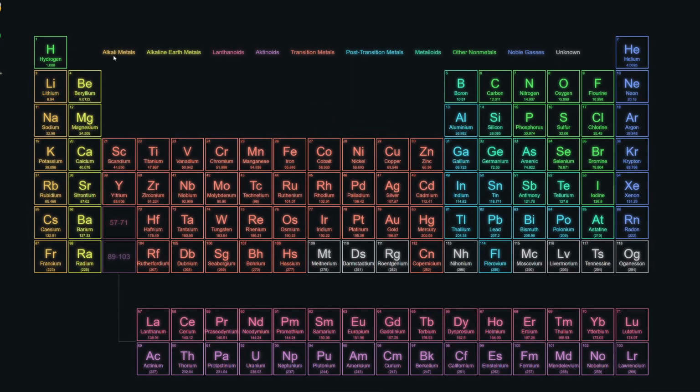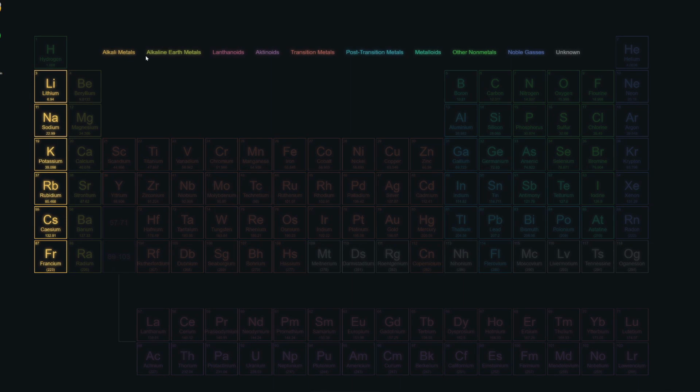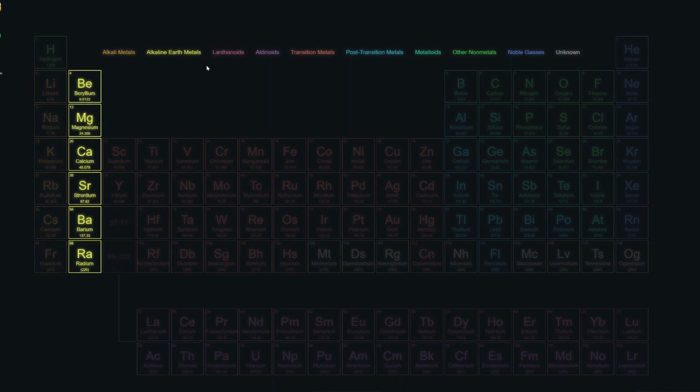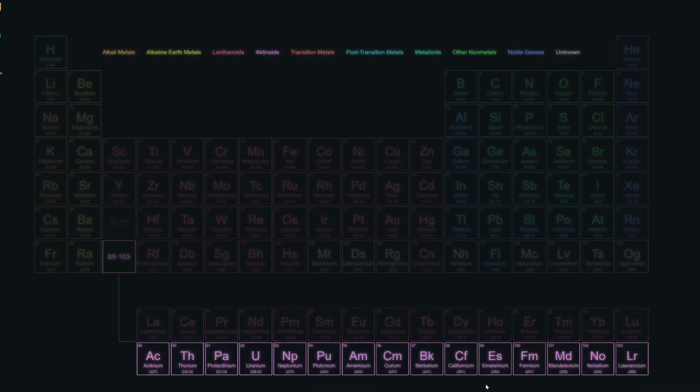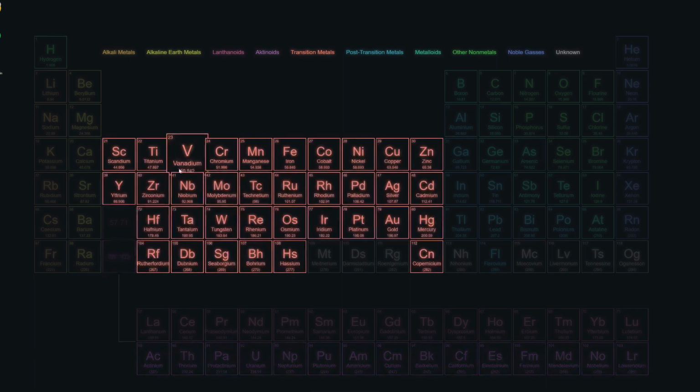If we take a look at the groups that the periodic table is split up into, we can see that we have the alkali metals, which are in orange, the alkaline earth metals in yellow, lanthanoids, which are right here in pink, actinoids in a purplish pink color, transition metals in our red color, which takes up most of the middle of the periodic table, and it's also the largest group.